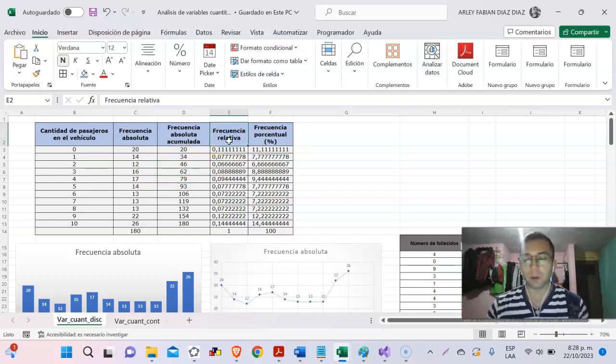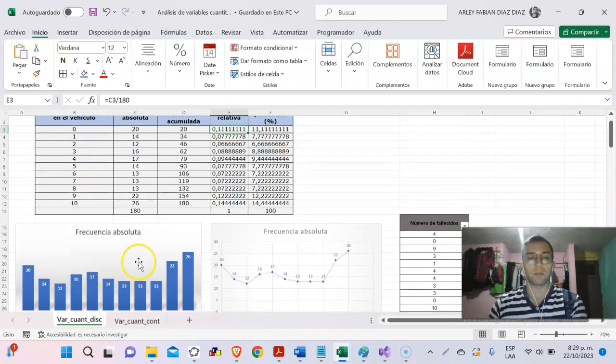The relative frequency is obtained by dividing the absolute frequency by the total number of data points. Finally, the percentage frequency is the relative frequency multiplied by 100, completing the frequency table for the discrete quantitative variable.